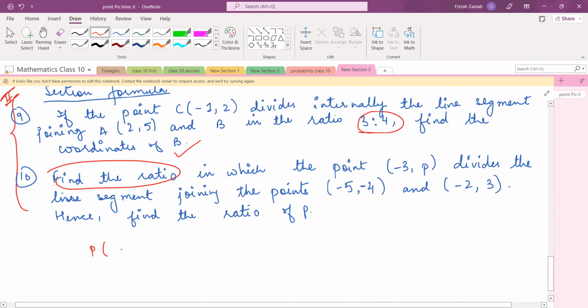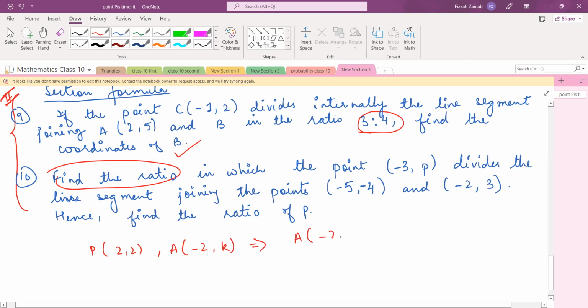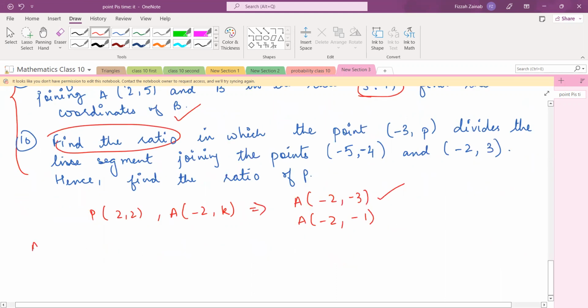These are 2, 2. 2, 2, okay. And the coordinates of A are -2 and k, right? So that implies A can be -2 and -3, right? Yes, ma'am. Okay, or A can be -2 and -1, right? So let us take this one first of all and find AP or AP square.